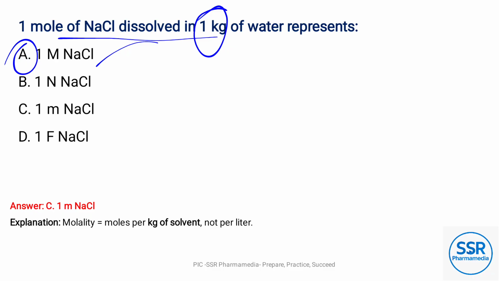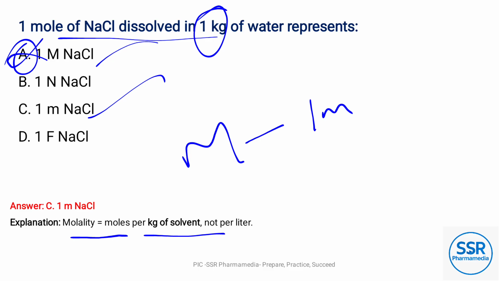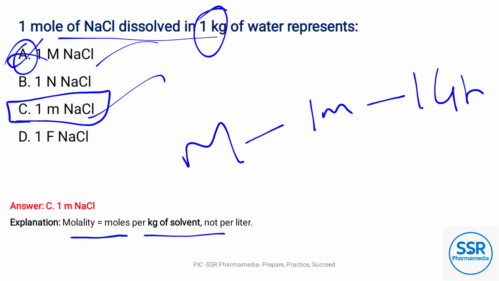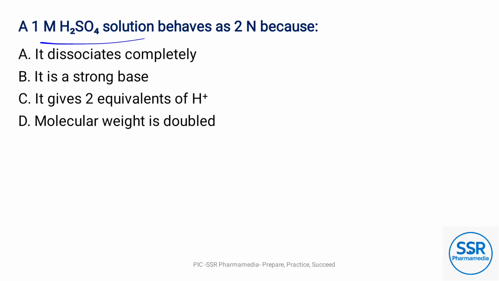1 mole of sodium chloride in 1 kg of water. So it is molal, it's a small m. Molarity is not molality. Molality means 1 mole dissolved in 1 kg of water. Capital M means molarity, 1 mole of solute dissolved in 1 liter of the solution. So here they asked kg. So molality is the correct answer. Capital M means molarity.